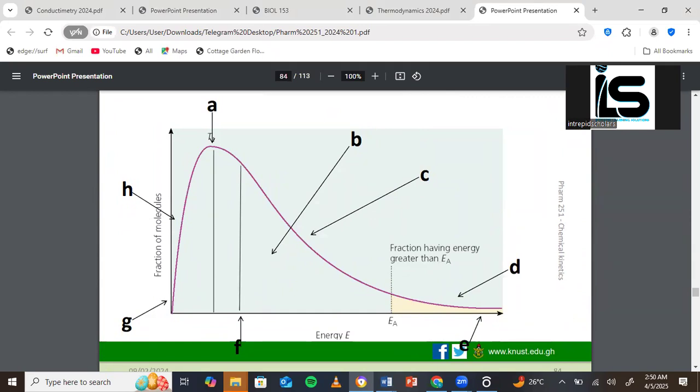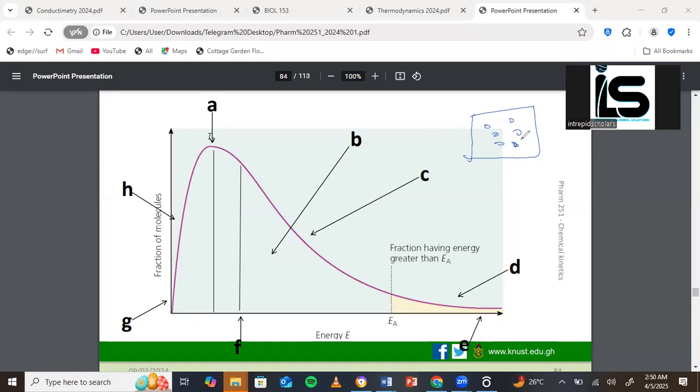So this is a normal distribution of particles in a gas. If you have something like this, this is a very simple representation: a container with gas. This is how the gas particles will be illustrated.